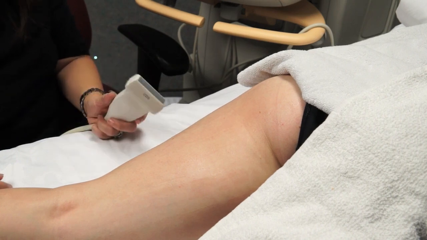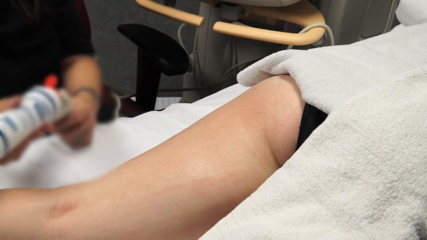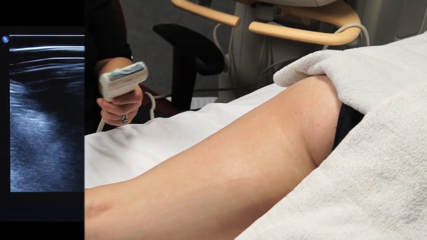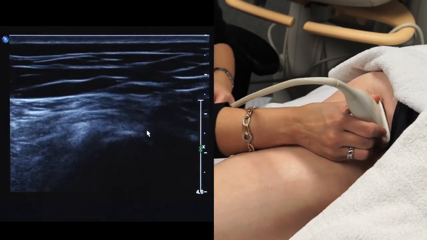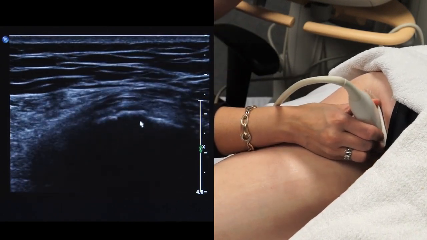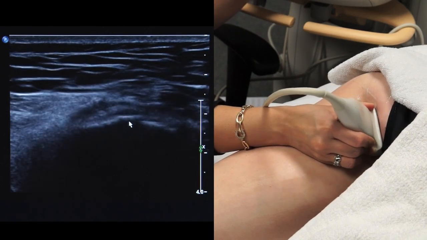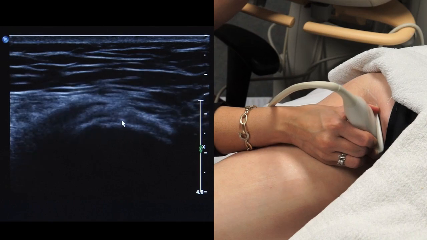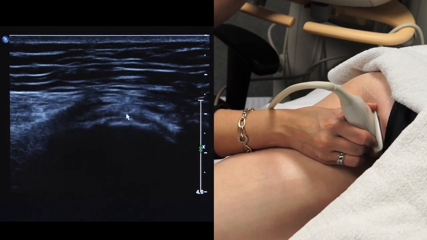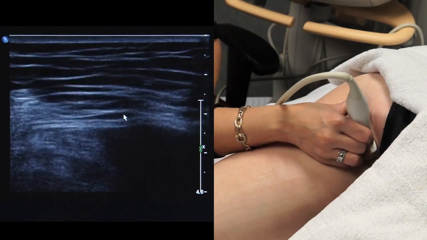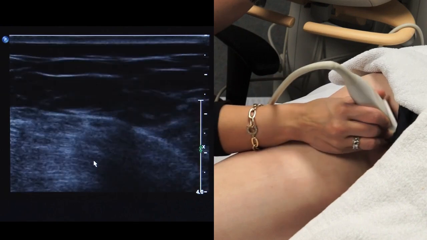Now for the posterior hip, there are 2 structures that we will be looking at. Again, using a linear transducer, in this case a 12 megahertz transducer, I'm localizing the ischial tuberosity. This is the origin of the hamstring tendons. You can see them in transverse here, and follow them down to the muscle.